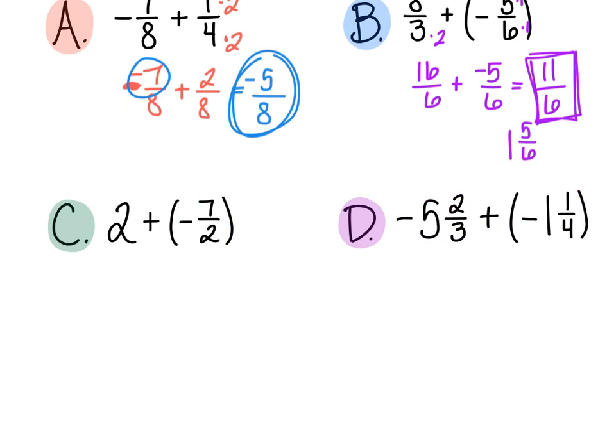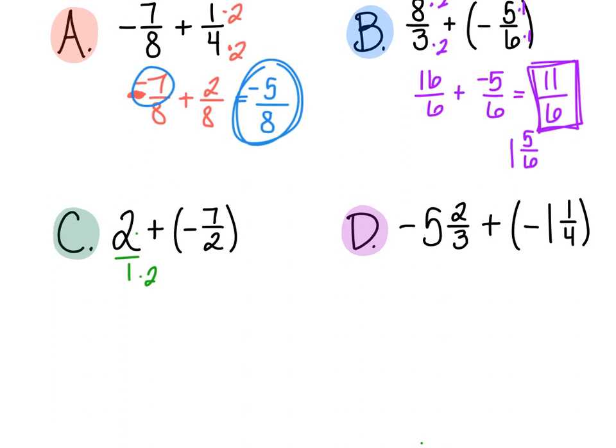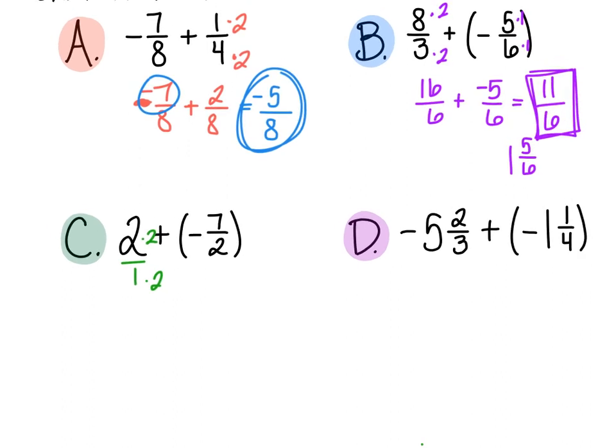In example C, we have 2 plus -7/2. 2 can be written as 2/1, which is a fraction now. So you can turn any integer into a fraction by putting it over 1. And then I need a common denominator. Well, if I just multiply that by 2, I will get 2 as my common denominator. So 2 times 2 is 4, and 1 times 2 is 2.